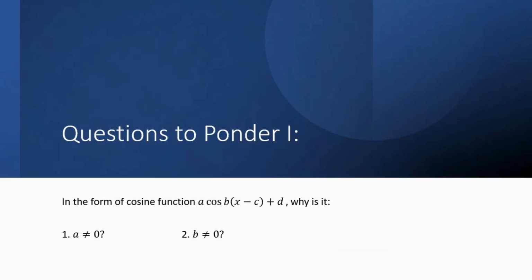To better amplify your understanding of the form of the cosine function, here are some questions to ponder. In the form of the cosine function a times cosine of the quantity b times the quantity x minus c, plus d, why is a not equal to 0 and b not equal to 0? Feel free to pause the video and contemplate your response and come right back for the answer.